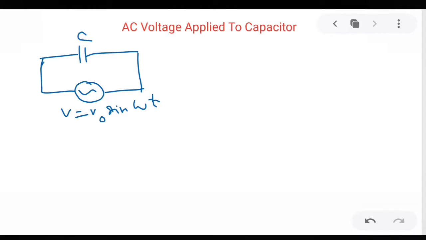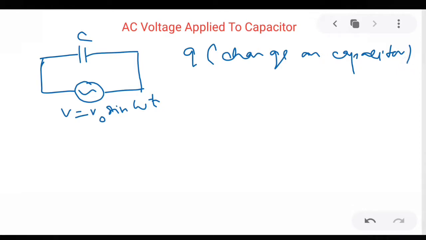Now see, this is the instantaneous voltage. This voltage keeps on changing with time t. With this time t, the voltage keeps on changing. Okay. So now let us say Q is the instantaneous charge at time t. So the charge on the capacitor, if Q is the charge on the capacitor.